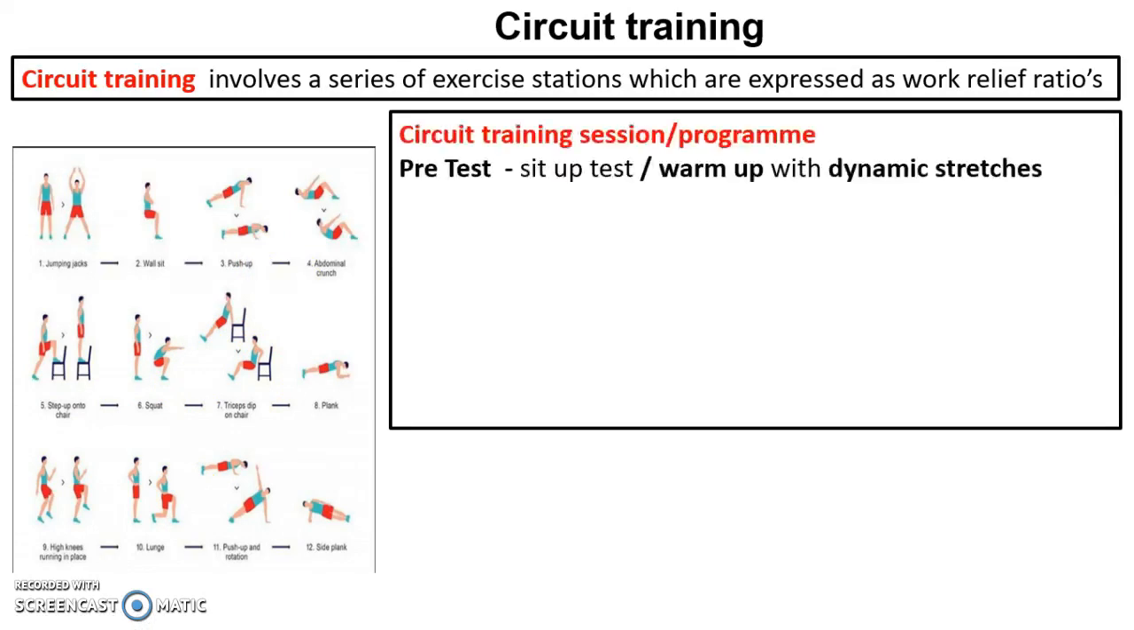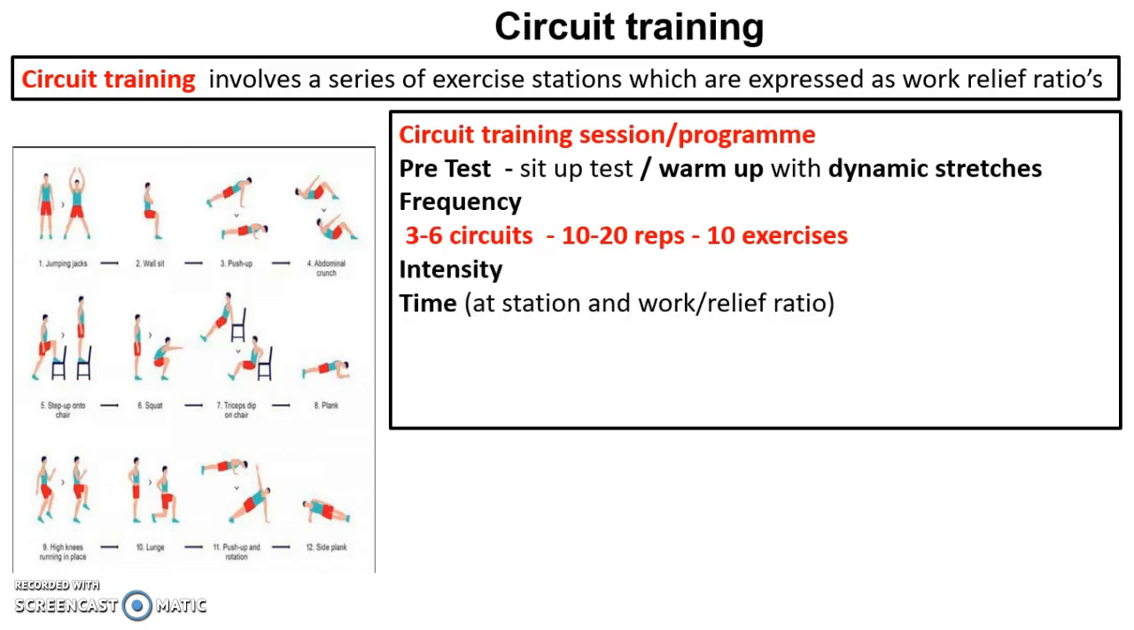For a circuit training session, you could do a pre-test of something like a sit-up test and then a warm-up with dynamic stretches. From there, the frequency: 3 to 6 circuits. That's a good one to keep in your head. Instead of sets, it's circuits. 10 to 20 reps, which is good because it keeps the same range as weight training. And 10 exercises. The intensity, in this case, you do not need one, because it uses those bits up here. That counts for both.